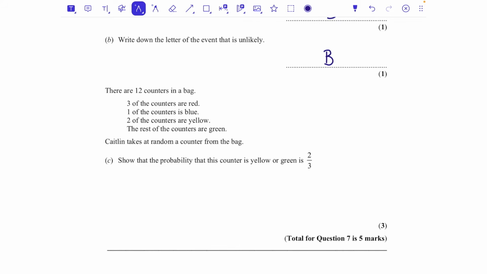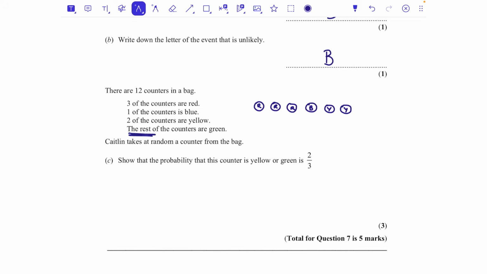Show that the probability the counter is yellow or green is 2/3. Okay, so we've got 1, 2, 3 that are red, red, and red. We've got 1 that's blue, and then 2 that are yellow. So let's just draw those. I often find it easier to draw it. And then the rest of them are green.